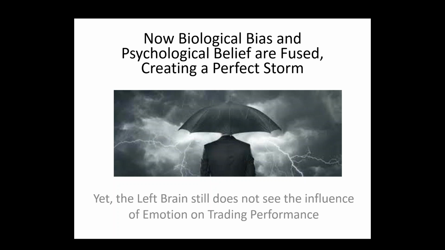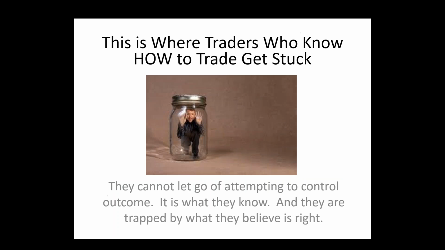The left brain does not see the influence of emotion on trading performance. And that's really weird, because they believe that knowing how to trade without risk is knowing how to trade. The problem is, effective trading is knowing how to trade with capital at risk. Until you can do that, you don't know how to trade. You know in theory, but you don't know in the environment that you're going to be operating in. You haven't trained yourself to move from certainty thinking to probability thinking. And again, those of you who have been stagnant or marginal in your account for a number of years, this is where you're stuck.